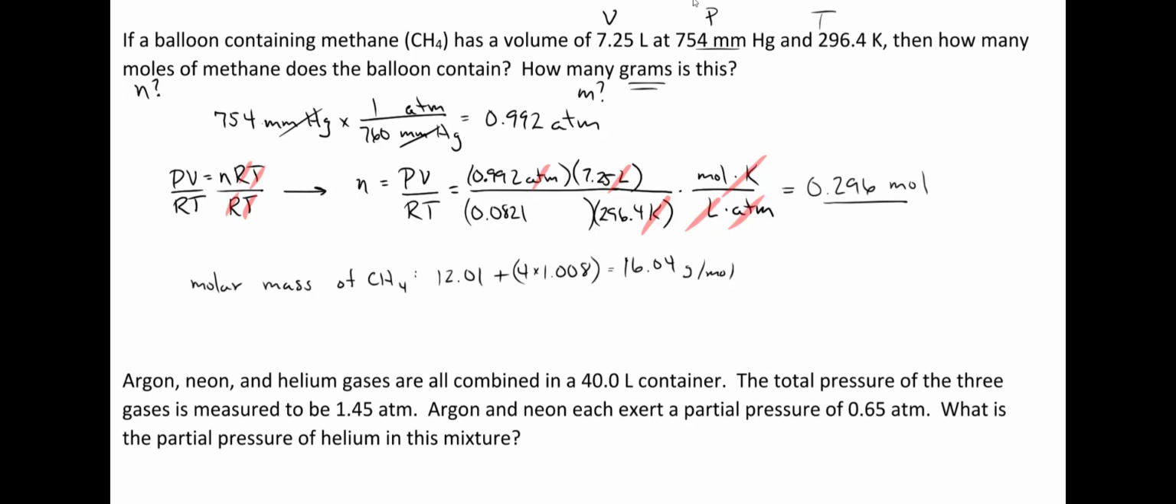So now to convert from moles to grams, we're just going to use this relationship here. So we have 0.296 moles of methane, CH4. And this is for every 1 mole, so in the denominator is 1 mole of methane. That would have a mass of 16.04 grams. Moles cancel. And we now have grams. So this is 0.296 times 16.04, which is 4.75 grams.